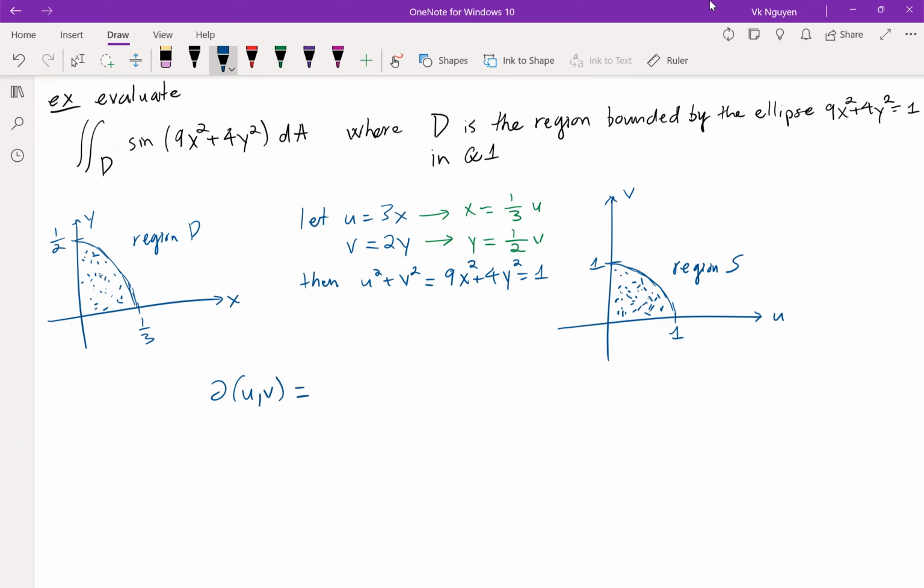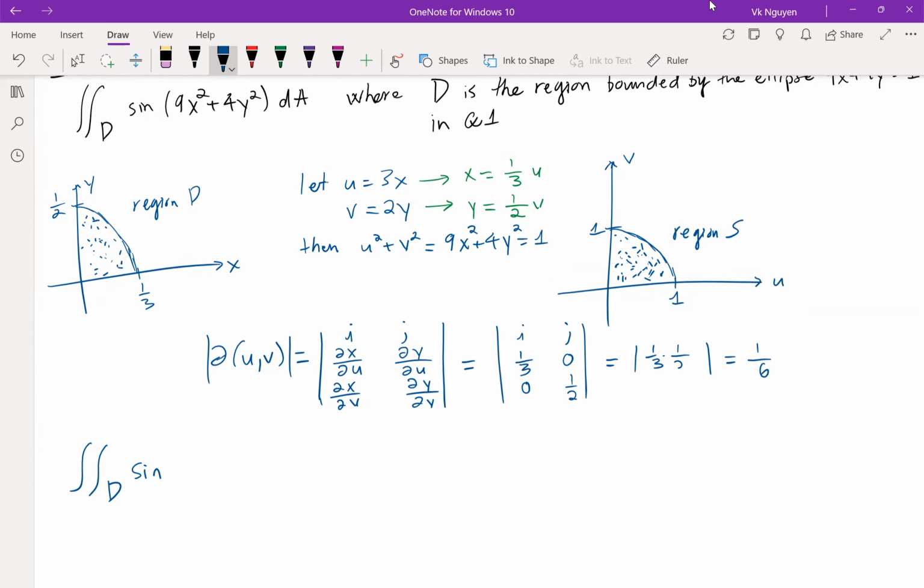The Jacobian of uv is the determinant. I think if you write this thing up a few times, it's just going to stick in your head. Okay, work it out. The partial derivative of x with respect to u is 1 over 3. X with respect to v, there's no v here, so it's going to be 0. Y with respect to u, there's no u, so it's going to be 0. Y with respect to v is 1 over 2.